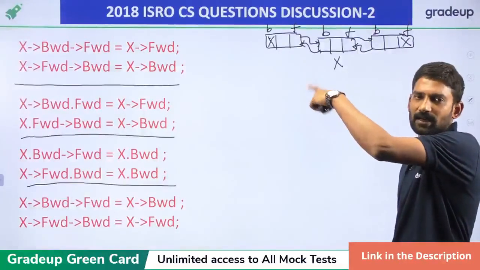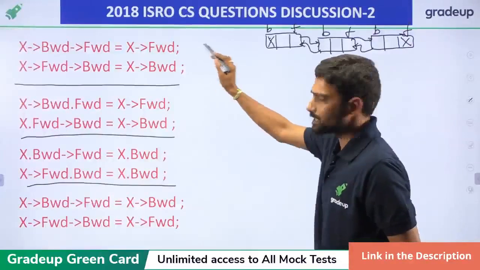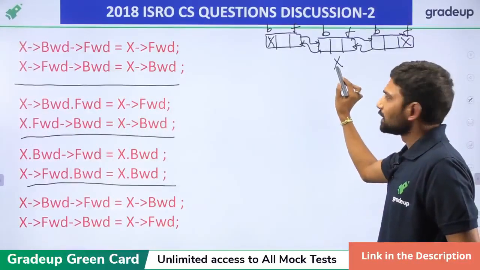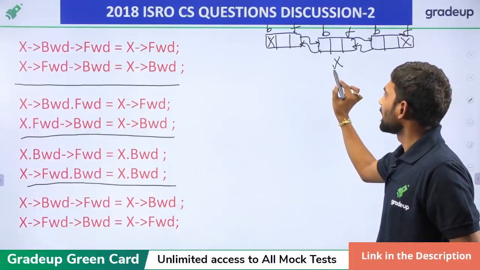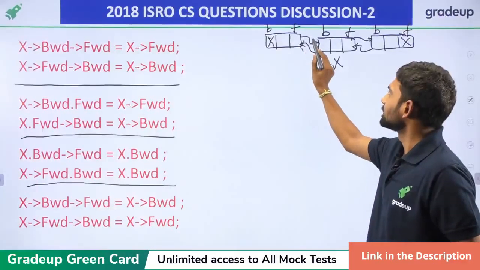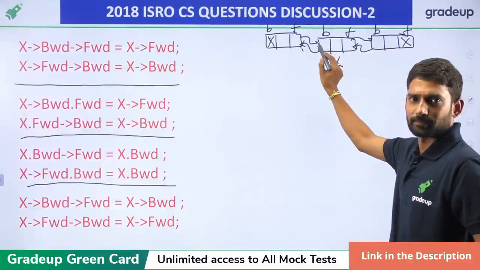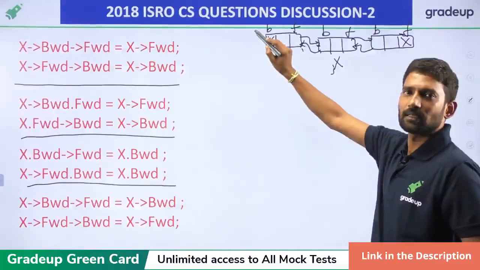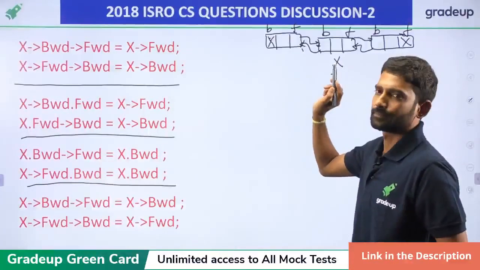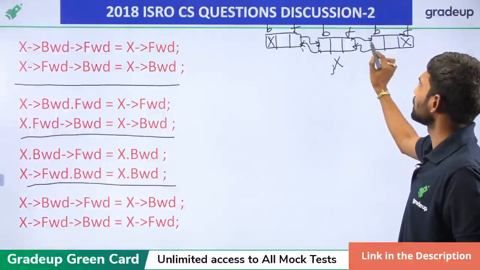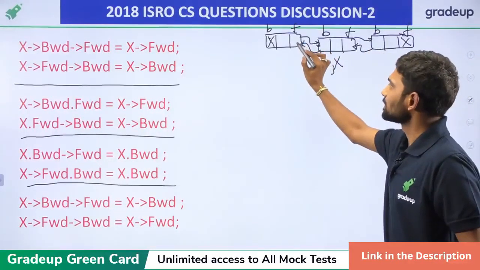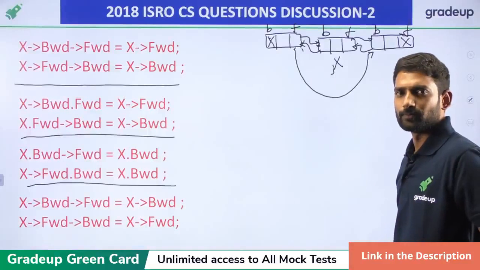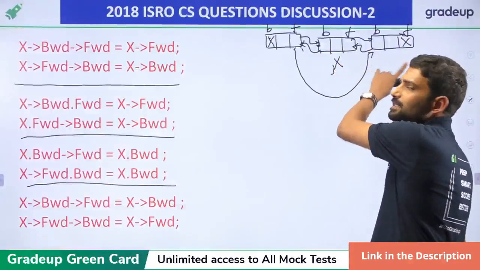Let us consider the first option. What is it telling? X backward, forward. What is X backward? X backward means this. X backward, forward, that means its forward again is this, right? That means the previous element's next pointer. What is that equal to? X forward. What is X forward? This one, right? That means the previous element's forward should be pointing to X forward, that means X's next element.